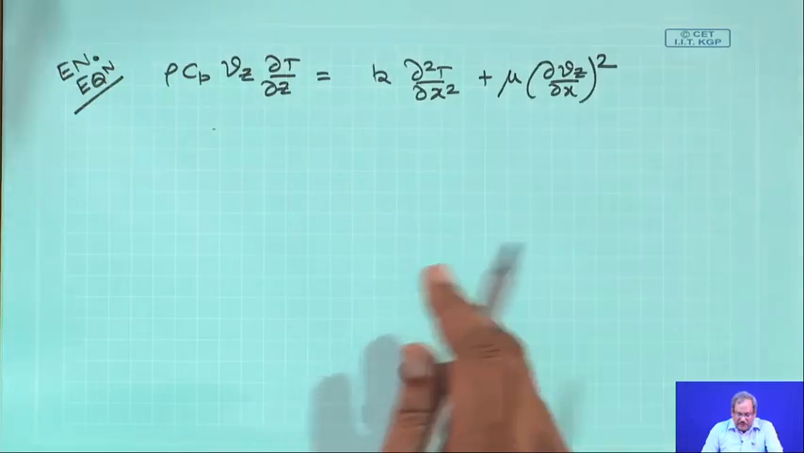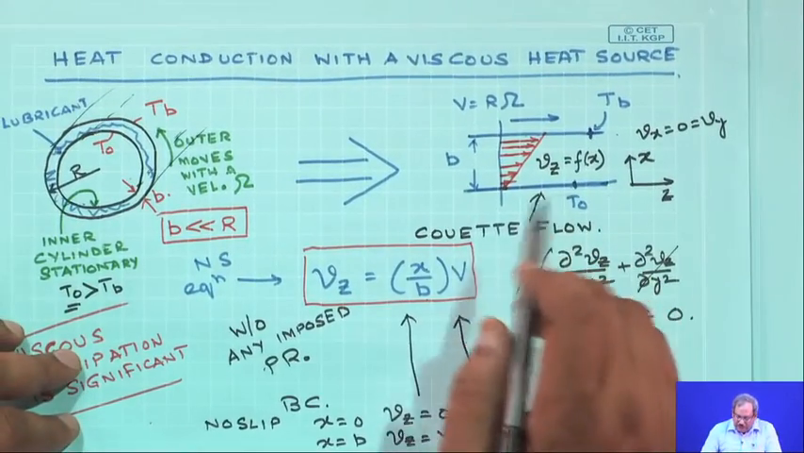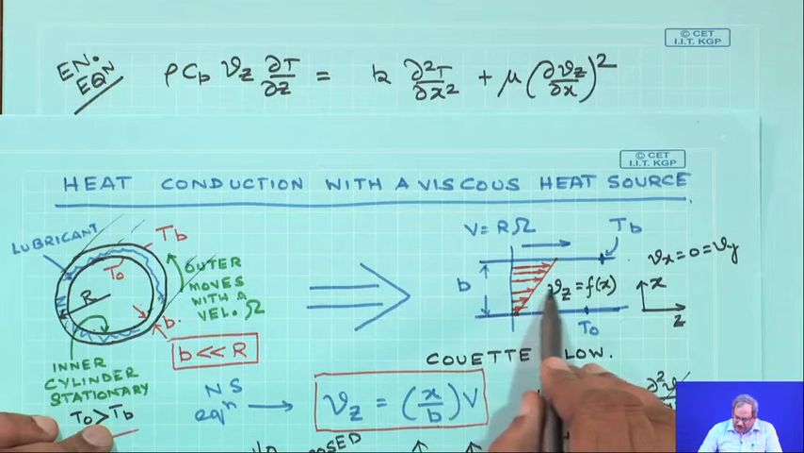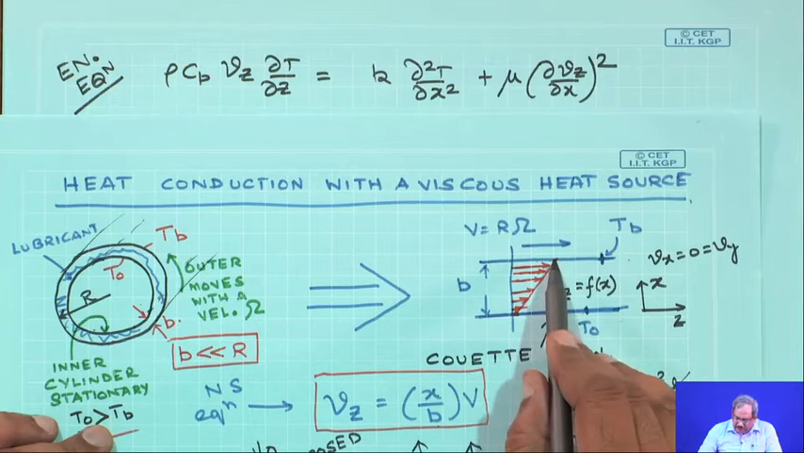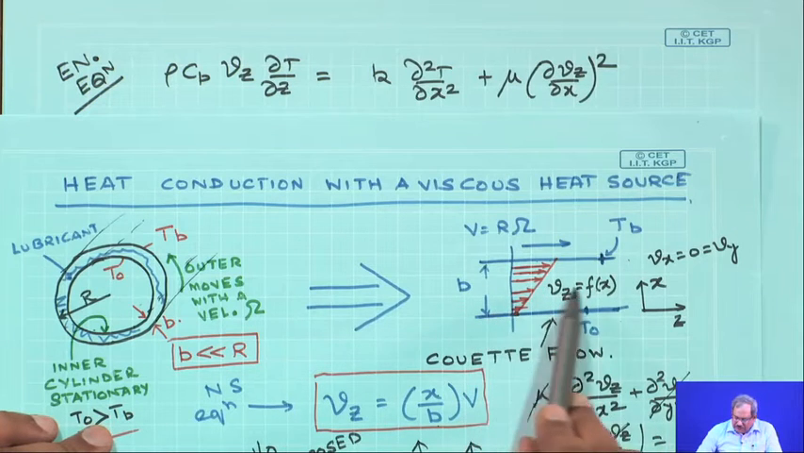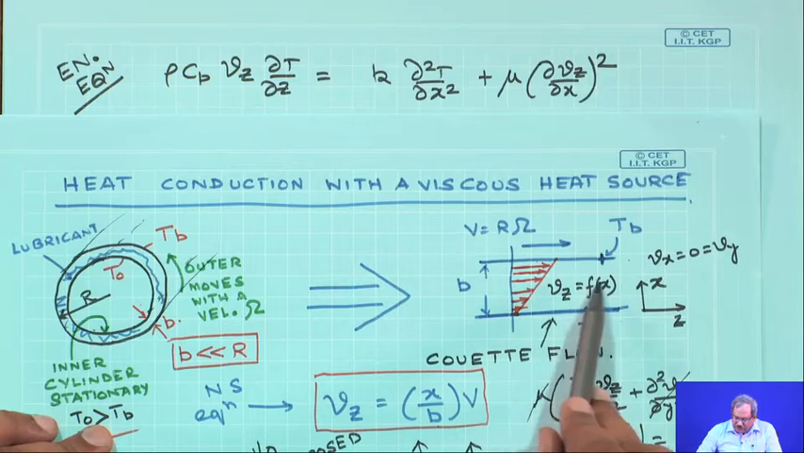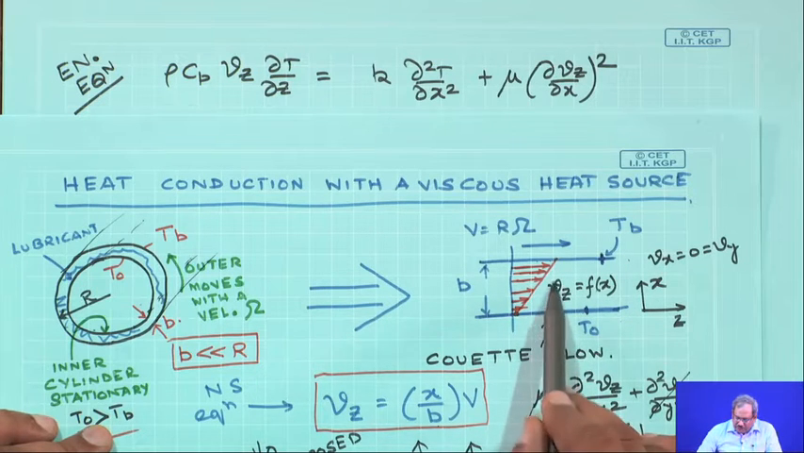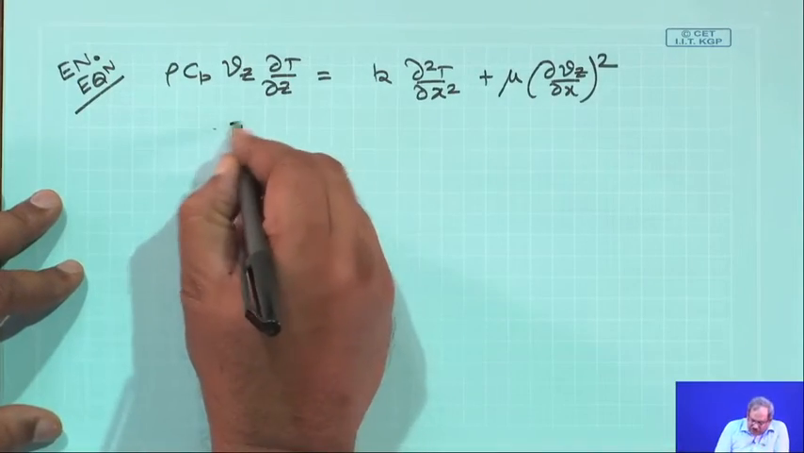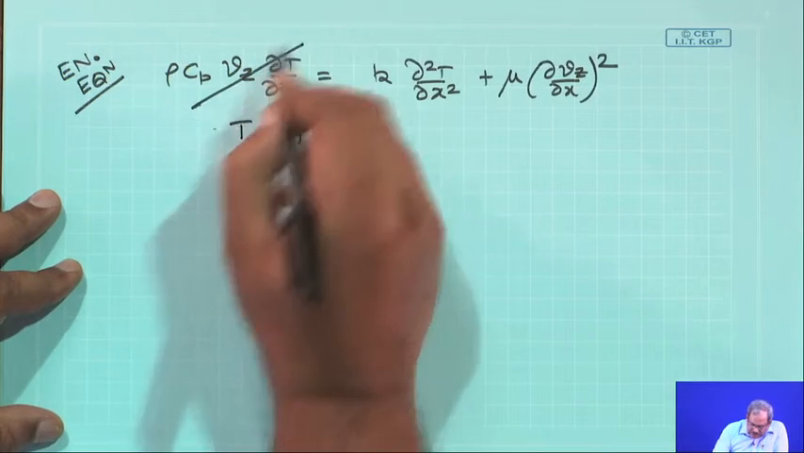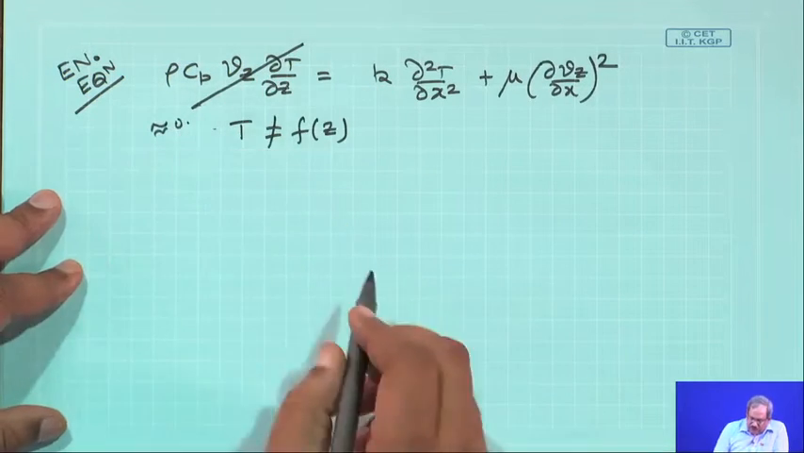Now, once again I draw your attention to this, where the temperature is a function of x, temperature is not a function of z. This is my z direction. So, temperature is not a function of z, temperature is a function of x. So, if temperature is a function of x and not of z, therefore, this term can also be set equal to 0.